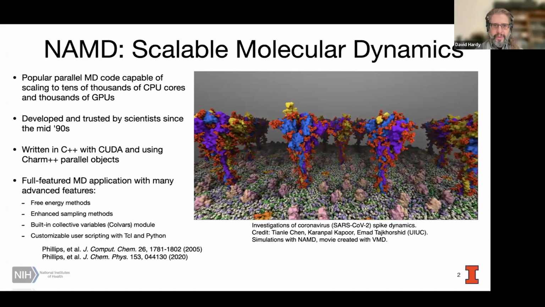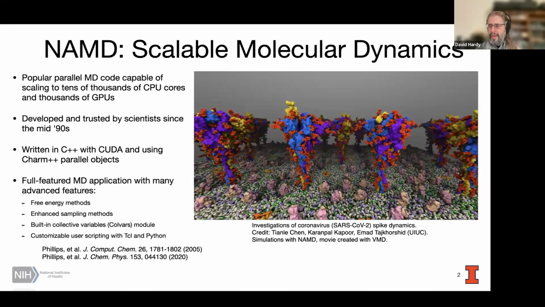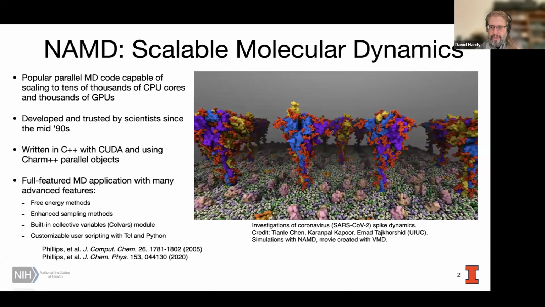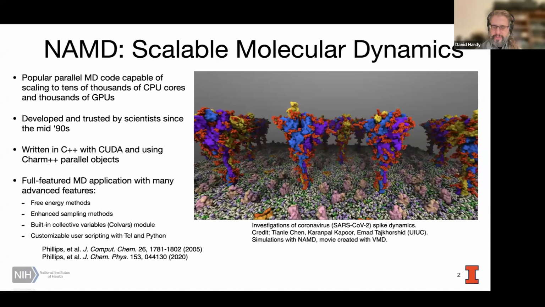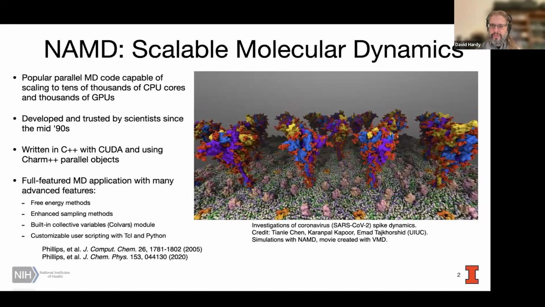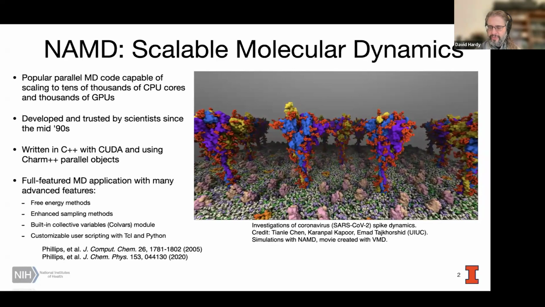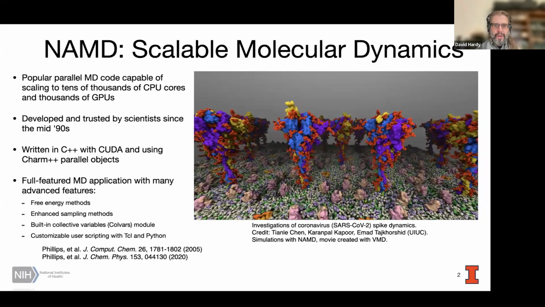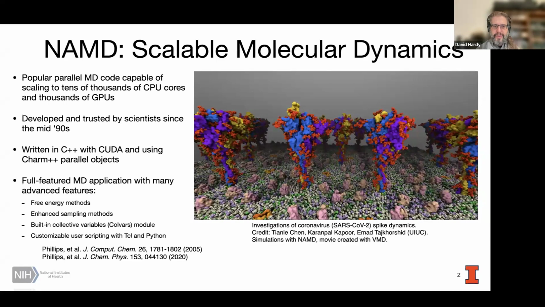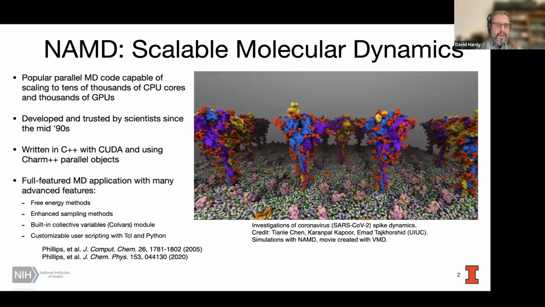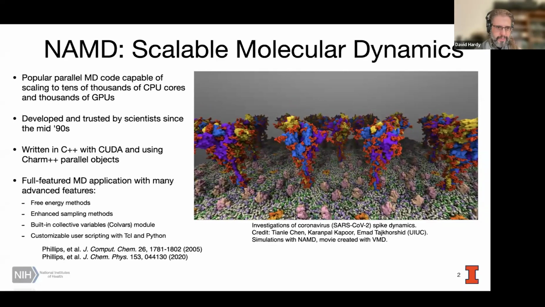If you're not already familiar with NAMD, it's a scalable molecular dynamics program. And it's really well known for its ability to run in parallel, scaling to tens of thousands of CPU cores and thousands of GPUs. The development of NAMD dates back to the mid-90s under the direction of Klaus Schulten. It is written in C++, and it uses CUDA for GPU acceleration on NVIDIA GPUs.